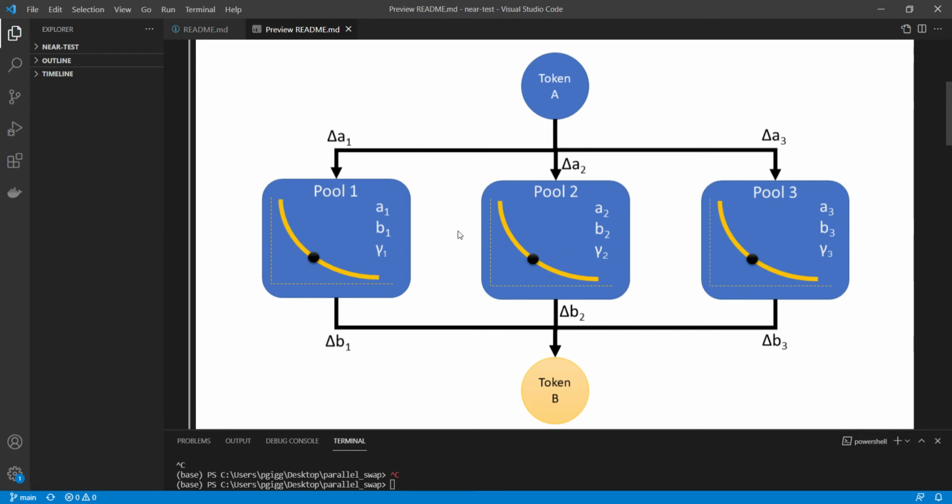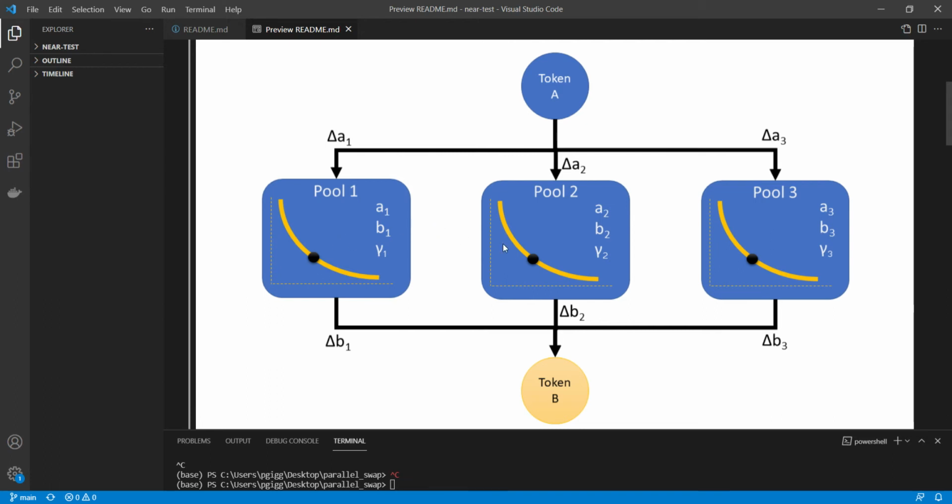And so the interesting thing that they introduced in Ref Finance was the ability to have multiple liquidity pools, each for the token pair between A and B. Because each of these pools is different and they can typically have different amounts of reserves of each token, pool 1 could have, say, A1 amount of token A, B1 amount of token B, and then gamma 1 as its fee. You could have different amounts for each of these different pools just depending how they were set up and what's been swapped into and out of them.